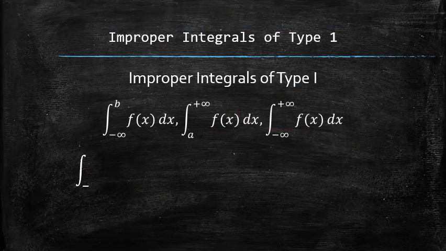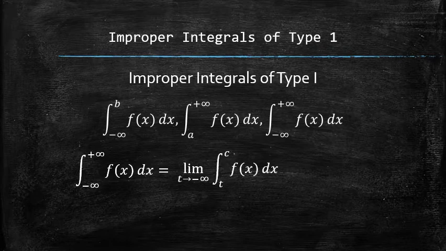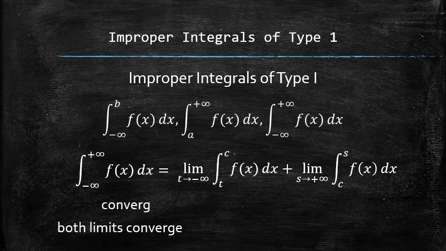Let's consider an integral with infinities in both the upper and lower limits. In such a case, we are going to use the subdivision property of definite integrals, and for some value c, split the original integral into a sum of two improper integrals, each of which we already know how to treat using limits. If both limits are finite, then we say that the original integral converges.